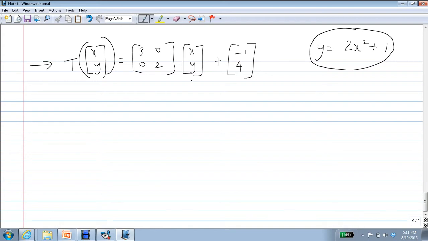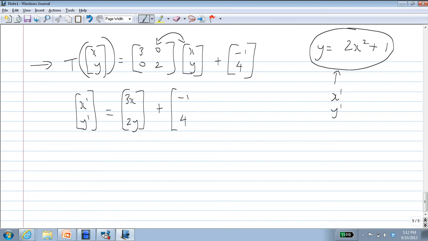So what we're effectively doing is taking all of our old x's and y's, all the x and y points that sit on this function, and creating a new image of them, which we'll call x dash and y dash. The new image of x and the new image of y will be found by firstly multiplying these two matrices together, which gives us 3x and 2y, plus negative 1, 4. So we end up with this. And if we add these matrices together, we get this.